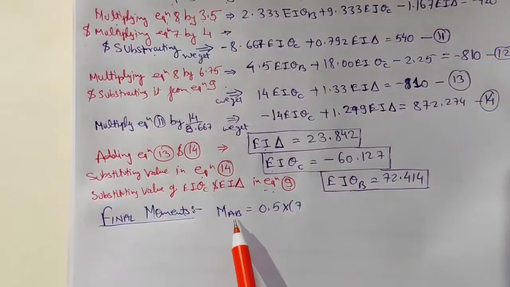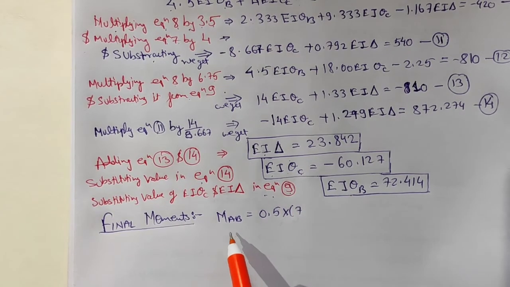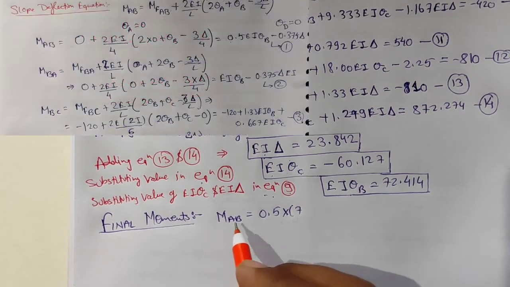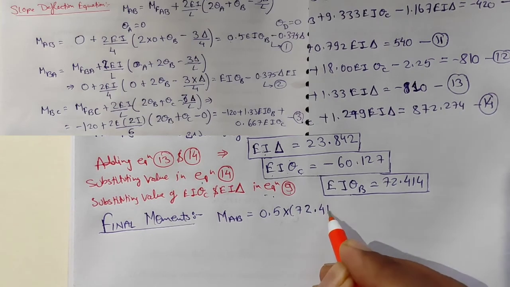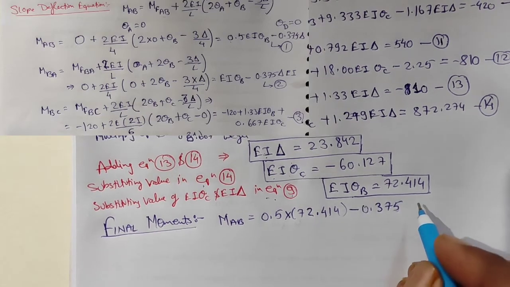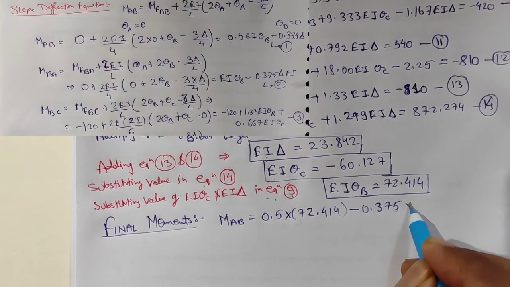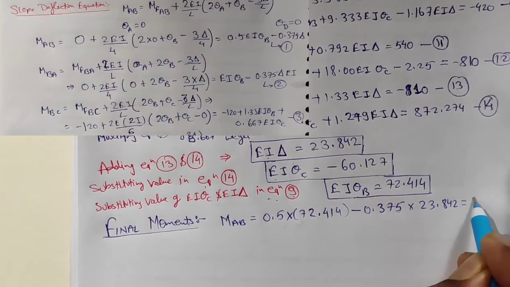So our next step is to find out the final moments. Putting the value of EI del, EI theta C and EI theta B in equation number 1, we'll get 0.5 multiplied by 72.414, that is value of theta B, minus 375 multiplied by 23.842.